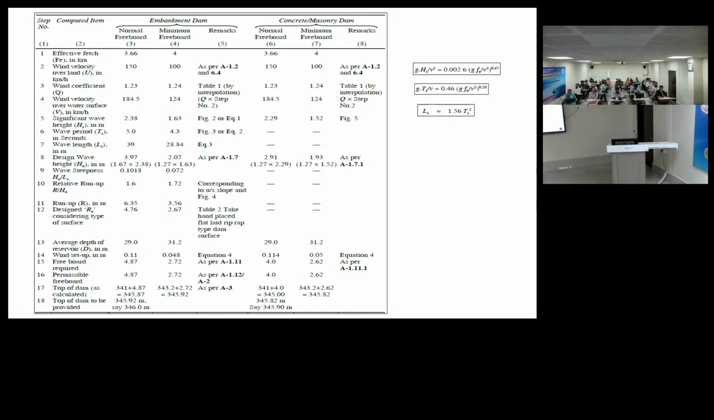So you can see here there are two freeboards given. What is normal freeboard and what is minimum freeboard? Any guess?